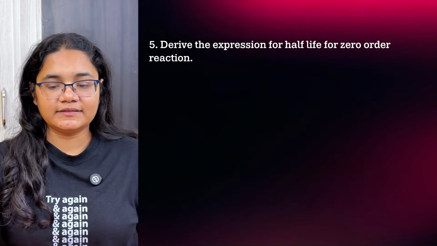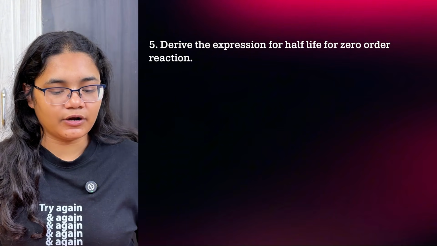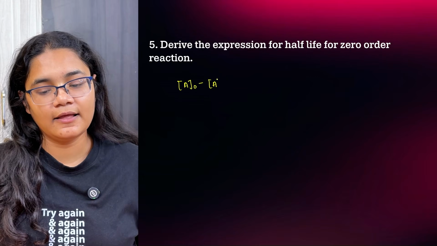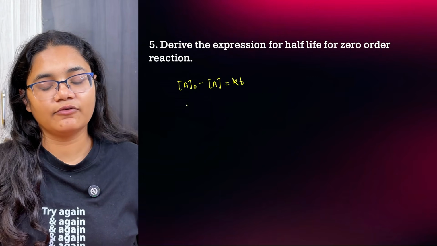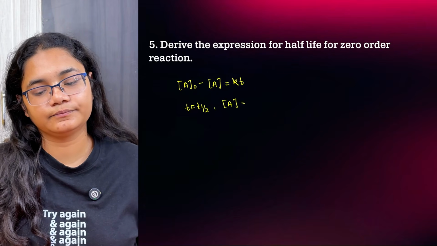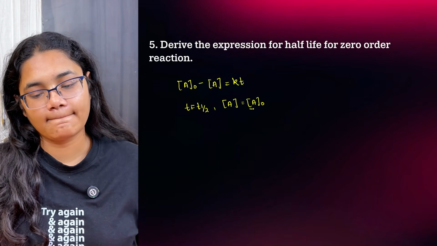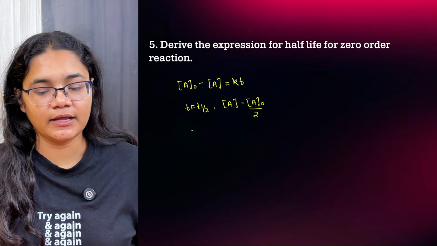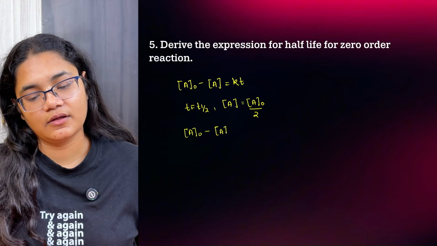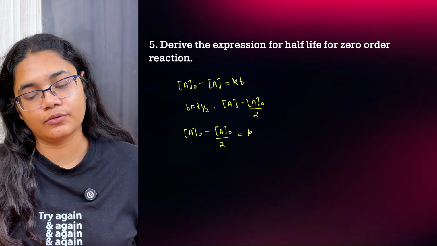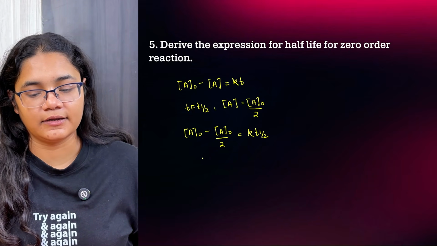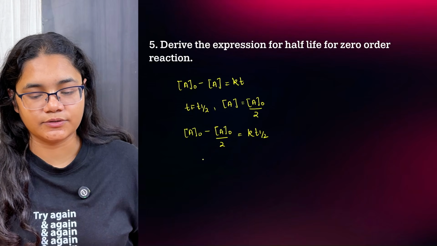Next is half order, how to derive the expression for half order. For a zeroth order reaction, we know the value is A0 minus A is equal to Kt. For half life, t equal to t half, and I have A equal to A0 by 2. Now I can substitute here. So I will get A0 minus A0 by 2 is equal to K into t half. So 2A minus A0, I will get here this one. So I can just substitute here.